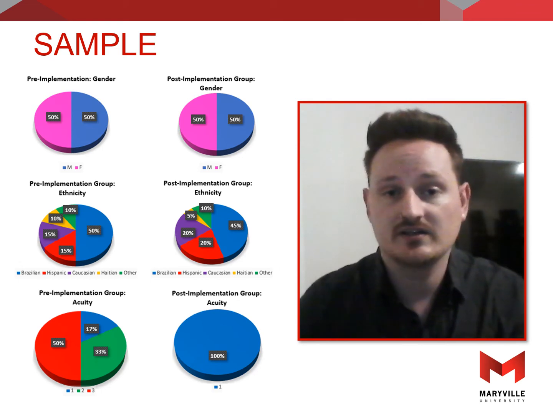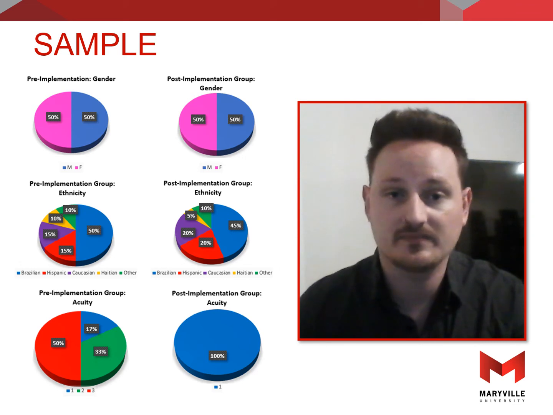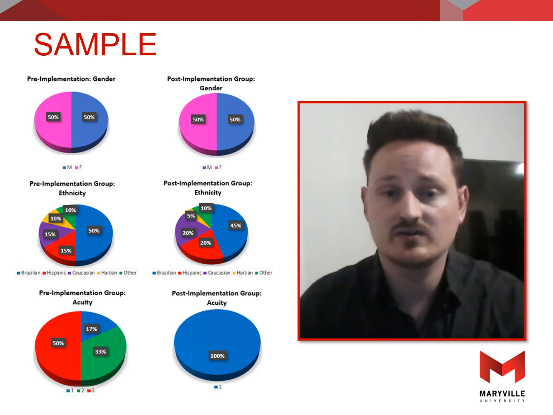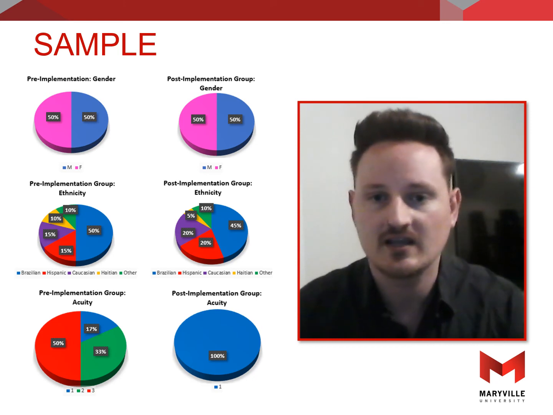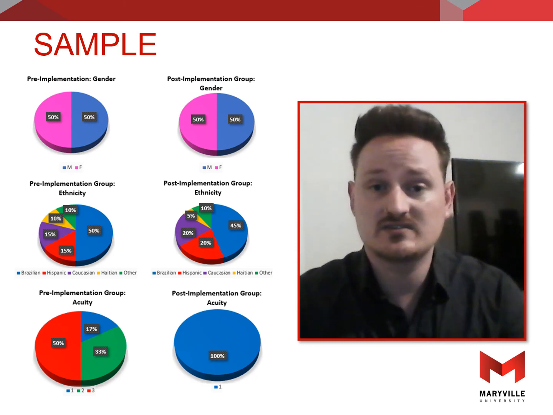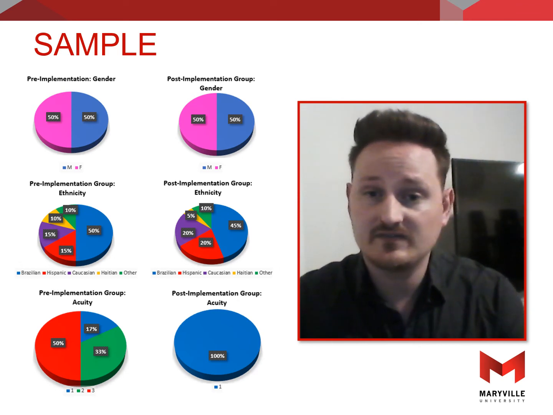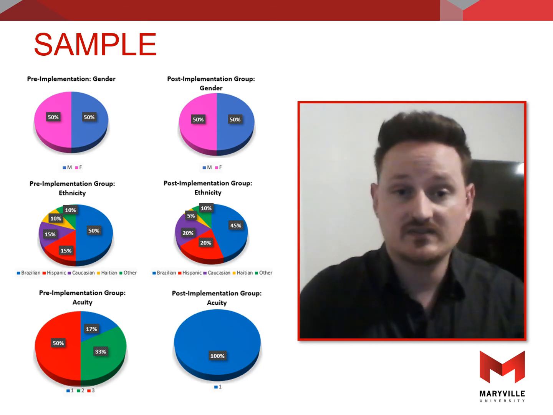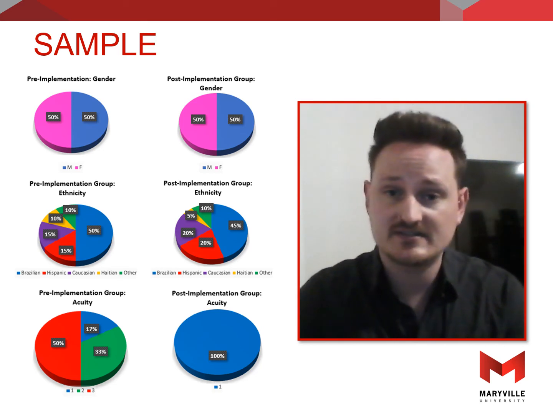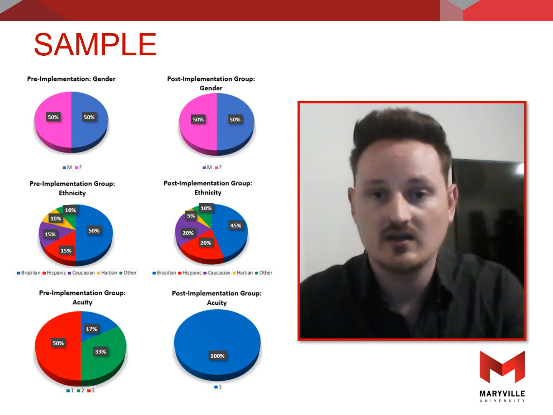Figure 2 here below is showing the ethnic background of the pre-implementation sample, which included Brazilian. This is a very high Brazilian population area. Brazilian was at 50%, so that's 10 out of the 20. Hispanic was at 15%, so we had 3 out of that 20. Caucasians was 15%, Haitians at 10%, and then other being 10%, where there was only 2 out of the 20.